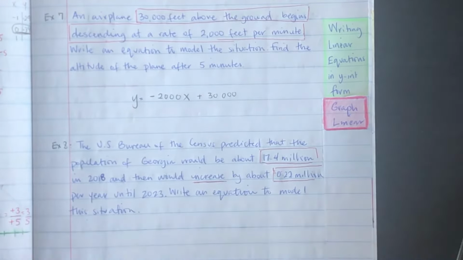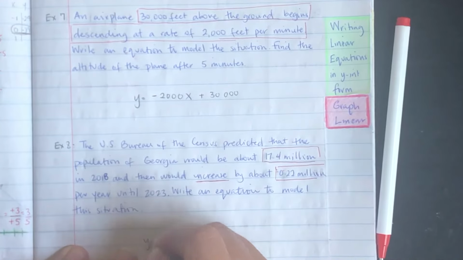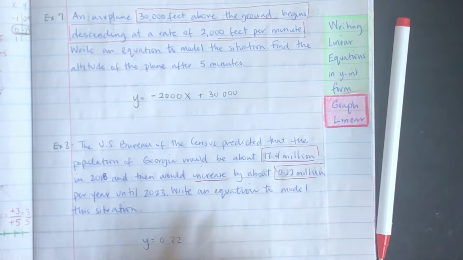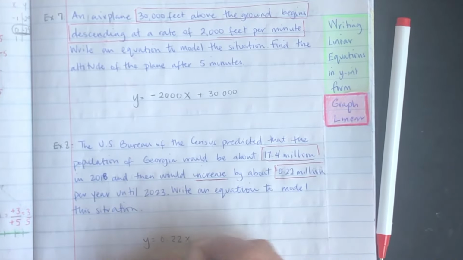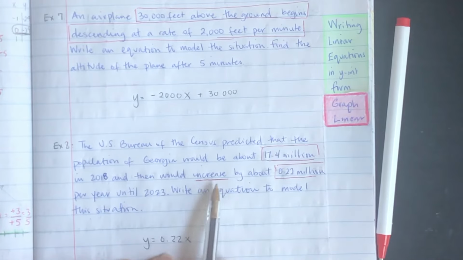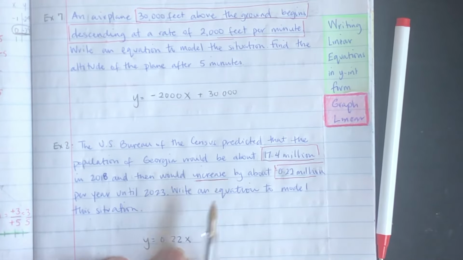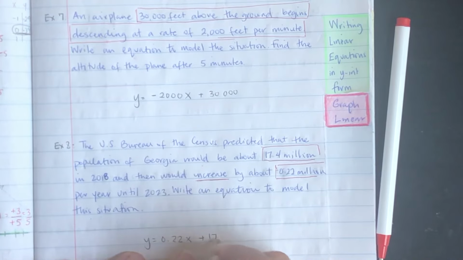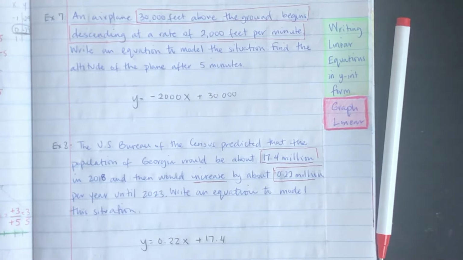Write an equation to model this situation. So y equals, here's my change, 0.22 million. Now I can write down the million, but because they're both in millions, I'm just going to write 0.22x, and then it's increasing, so that's positive, and then the population is also 17.4. It starts out as a positive number.